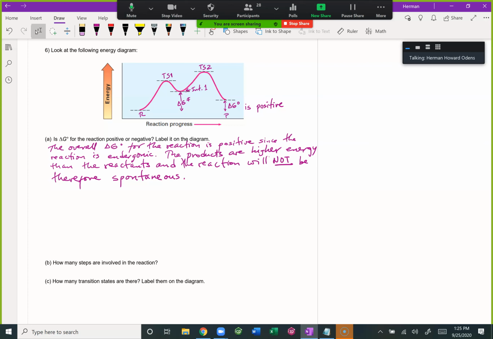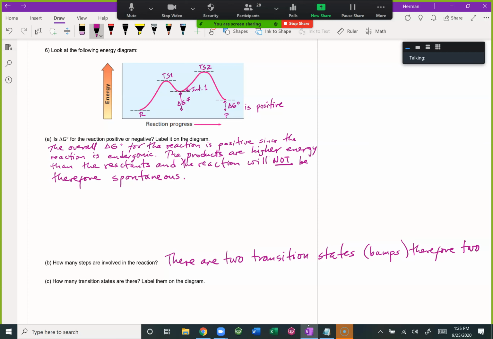All right, question B here, how many steps are involved in the reaction? Well, you count the number of bumps that you see there, and there are 2 bumps. So there are 2 transition states, or bumps, therefore 2 reaction steps.